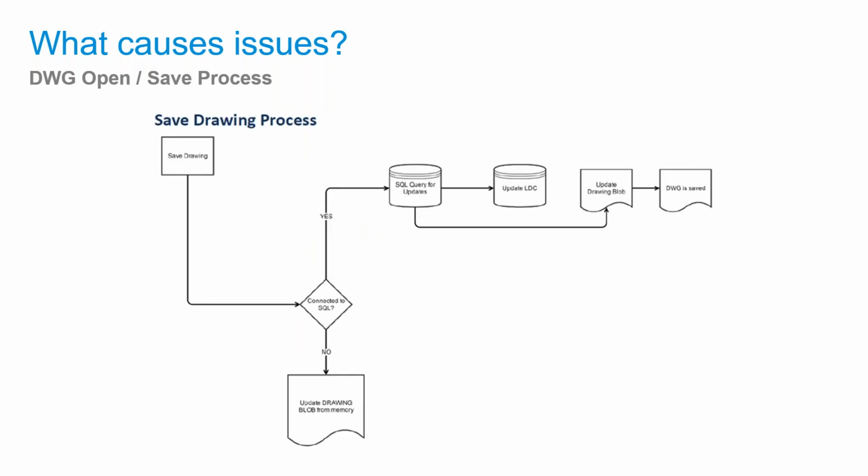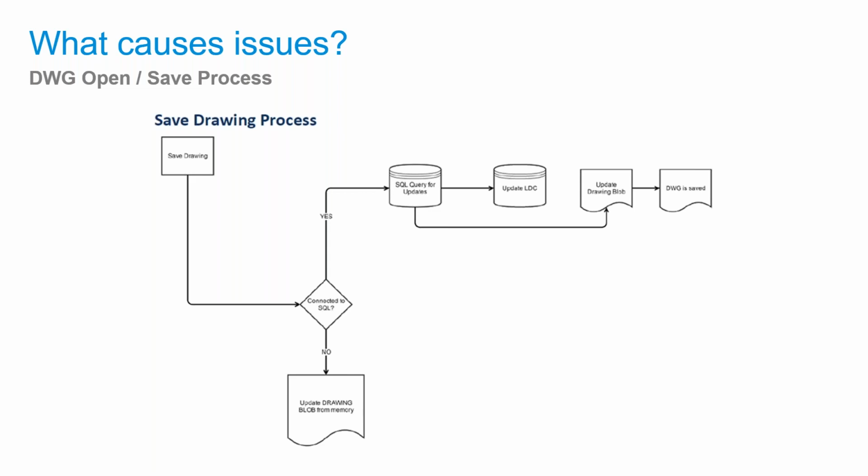And then when you go to save a drawing, this is where the connection to the server is important. If you're connected to SQL, everything goes smoothly. It's going to check the SQL Server for updates. It's going to update your local data cache. Now this is all happening immediately when you click the save button. And as it's updating SQL, it's updating the drawing itself, so that gets saved.